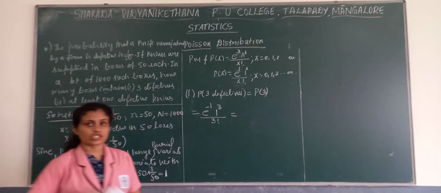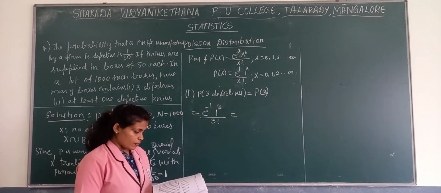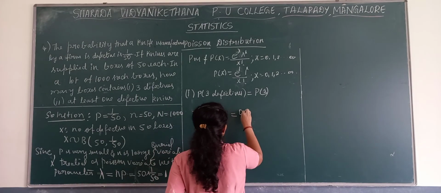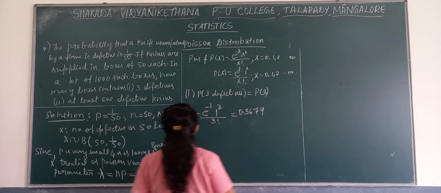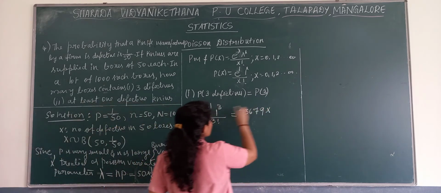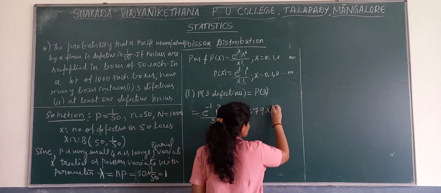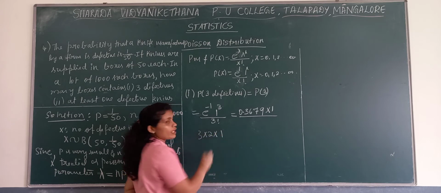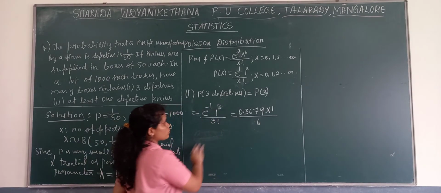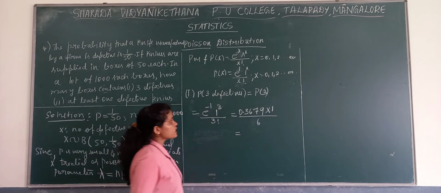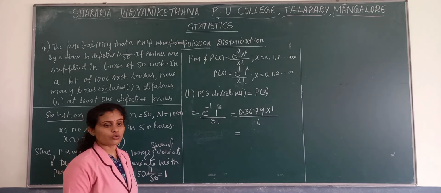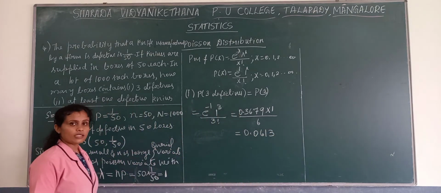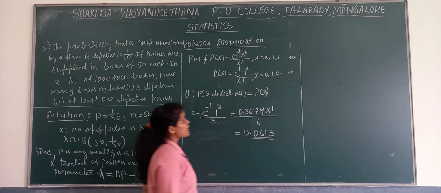See the exponential table in the statistical table. There, for 1, that value is 0.3679. Here 0.3679 into 1 to the power 3, that is 1, divided by 3 factorial. What do we get? 3 factorial is 3 into 2 into 1, that is 6. Now 0.3679 into 1 divided by 6, we get 0.0613. So this is the answer for exactly 3 defectives.